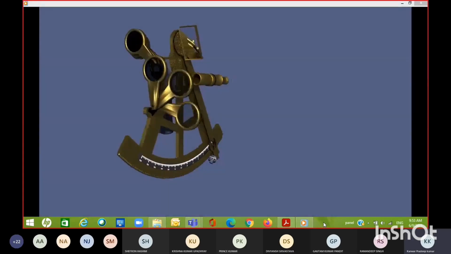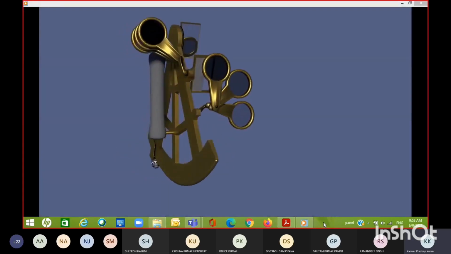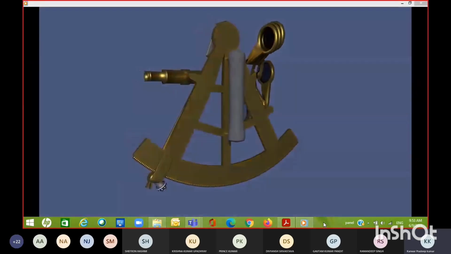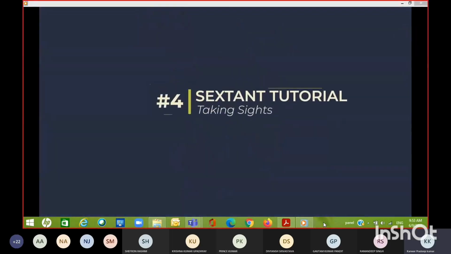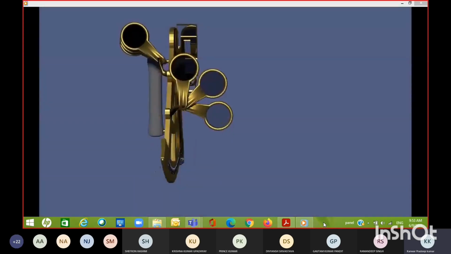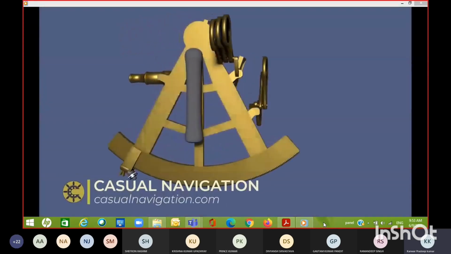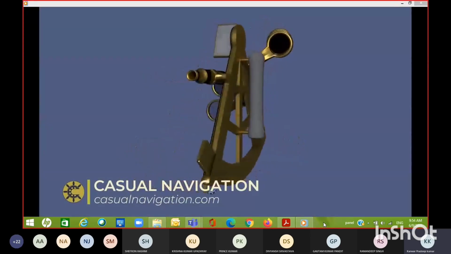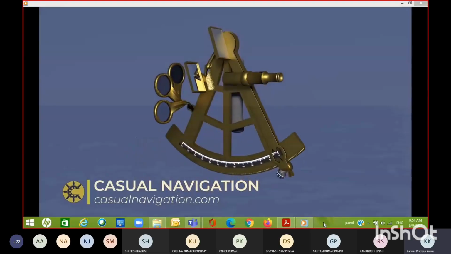How do you actually use a sextant to take sights? In this video, I'm going to show you how you can use it to measure the altitude of a celestial body. You will need a properly adjusted sextant, so if you haven't watched the previous video about errors and corrections, I would recommend watching that first, and it's on the card at the top of the screen.